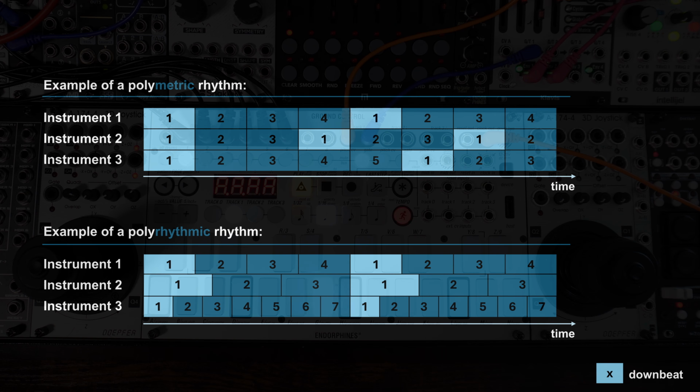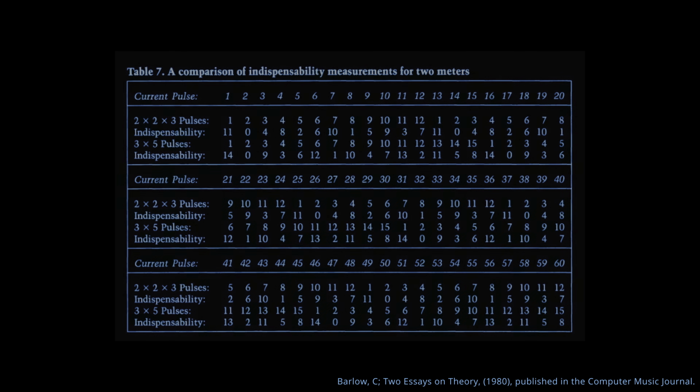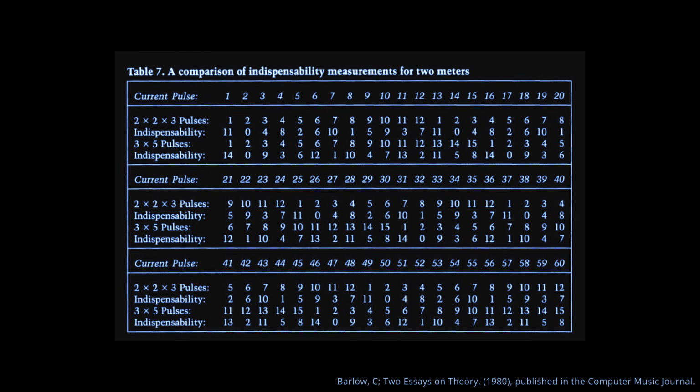So while for a polymeter the step length for each instrument is the same and the downbeat differs, for a polyrhythm the downbeat for each instrument is the same but the step length will differ. This video is not primarily concerned with where to put your drums on a time grid, but if you want to look deeper into contemporary approaches to polyrhythm, you can have a look at Clarence Barlow's work on metric field strength. You can find a link to the corresponding paper in the description.